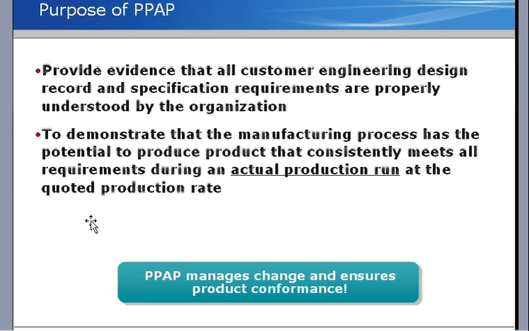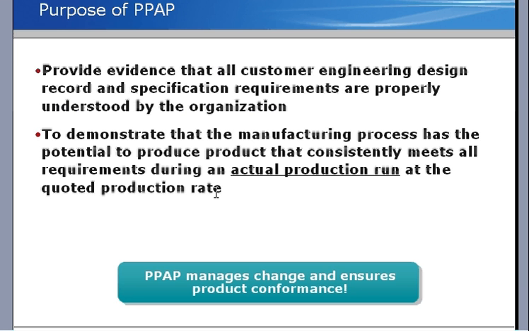And the purpose of the PPAP: PPAP provides evidence that all customer engineering design record and specification requirements are properly understood by the organization. This is very important. And it demonstrates that the manufacturing process has the potential to produce products that consistently meet all requirements during the actual production run at the quoted production rate.